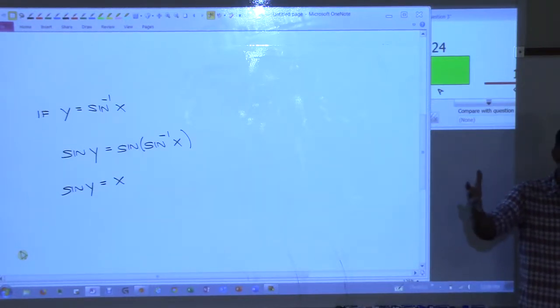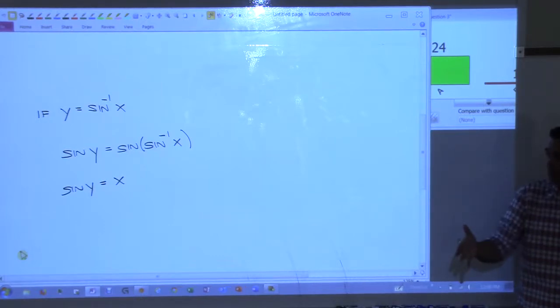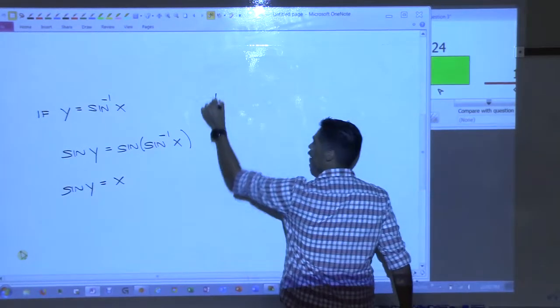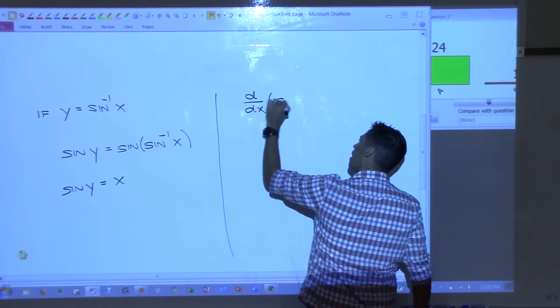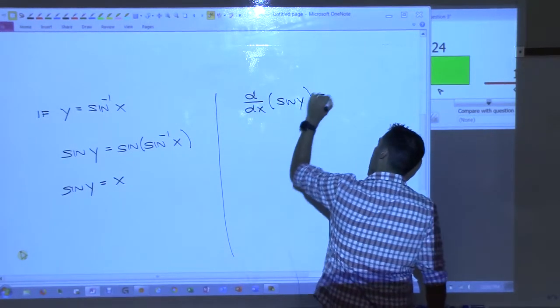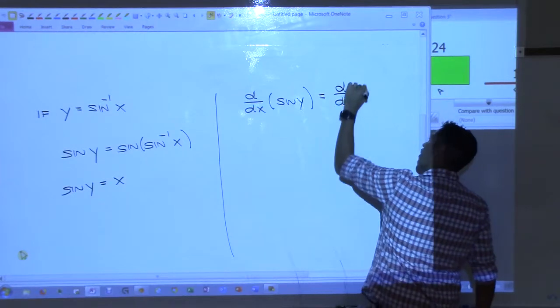Take the derivative on both sides of the equation with respect to x. So I'm going to do it this way. I'm going to take the derivative with respect to x on the left side and the derivative with respect to x on the right side.